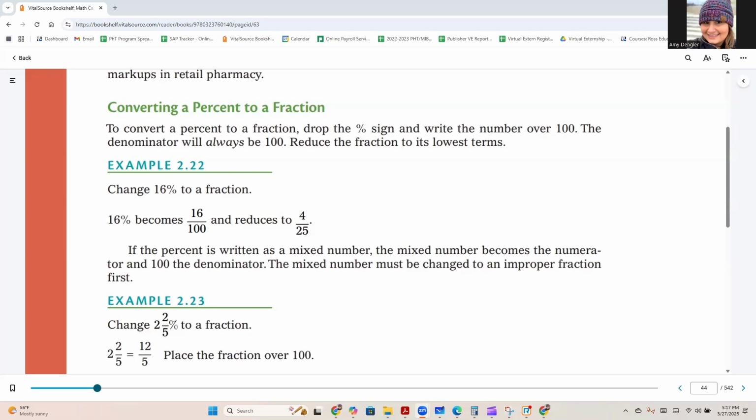To convert a percent to a fraction, drop the percent sign and write the number over 100. The denominator will always be 100. Reduce the fraction to its lowest terms.